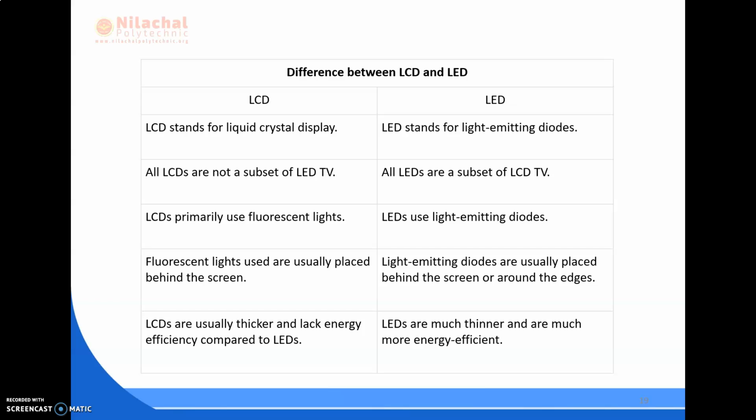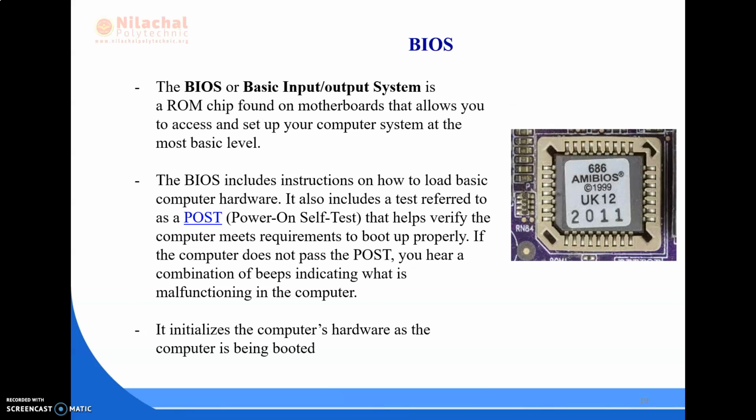Fluorescent lights are usually placed behind the screen, whereas light emitting diodes are usually placed behind the screen and around the edges too, for better imaging. LCDs are usually thicker and lack energy efficiency compared to LEDs, whereas LEDs are much thinner and much more energy efficient. So power consumption is less in LEDs than in LCDs. So these were the differences between LEDs and LCDs.